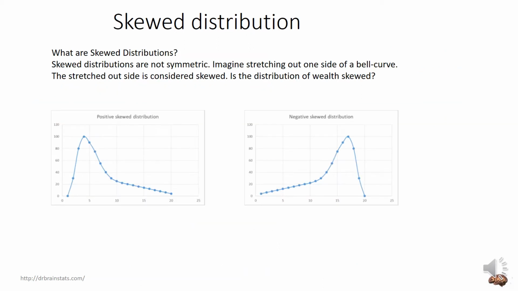Okay, we don't always have a normal distribution. Sometimes we have a skewed distribution. Skewed distributions are not symmetric. Imagine stretching out one side of a bell curve. The stretched out side is considered skewed. So, a typical one is a distribution of wealth. We know that is not a normal distribution. And the two different types of skewed distributions are shown below: positive and negative.